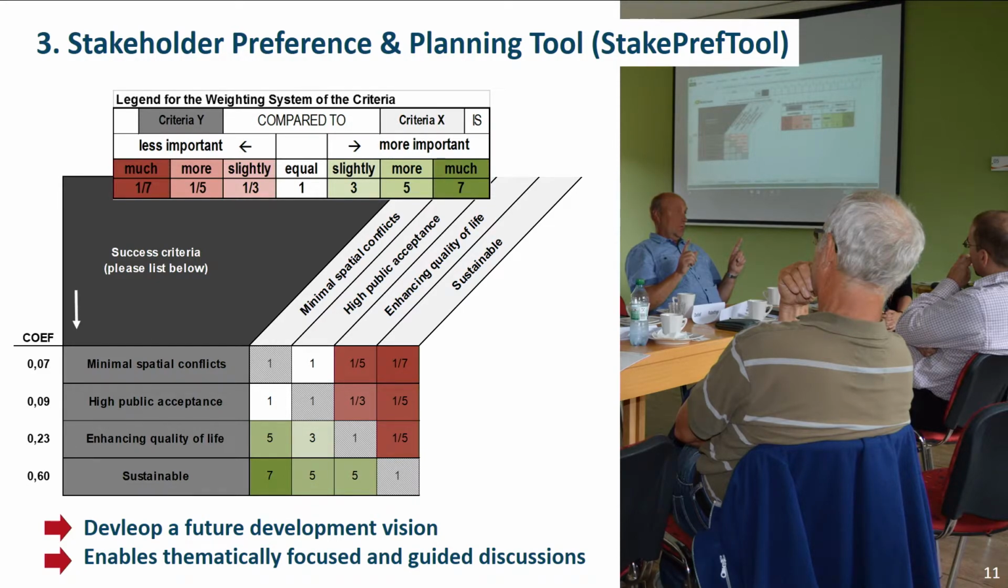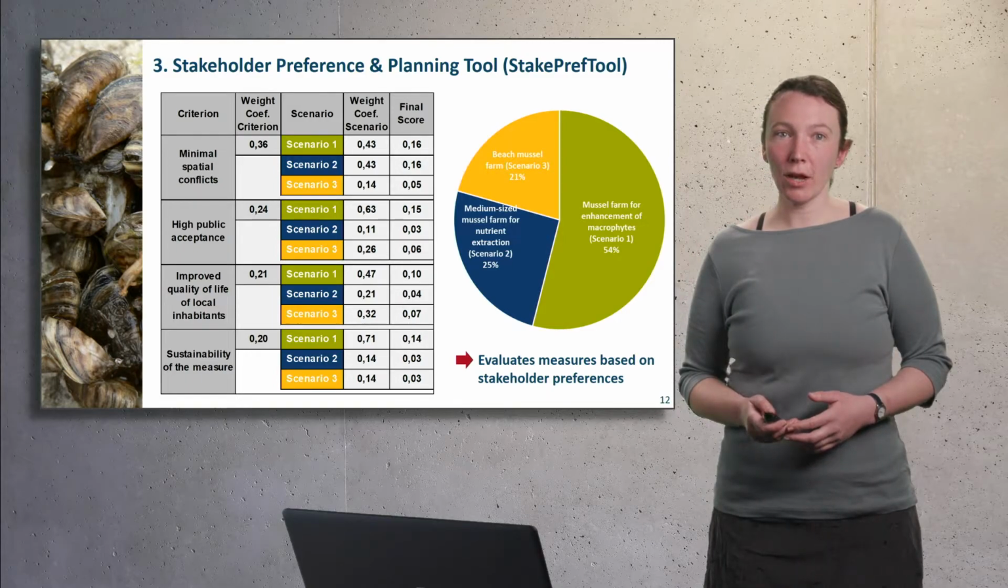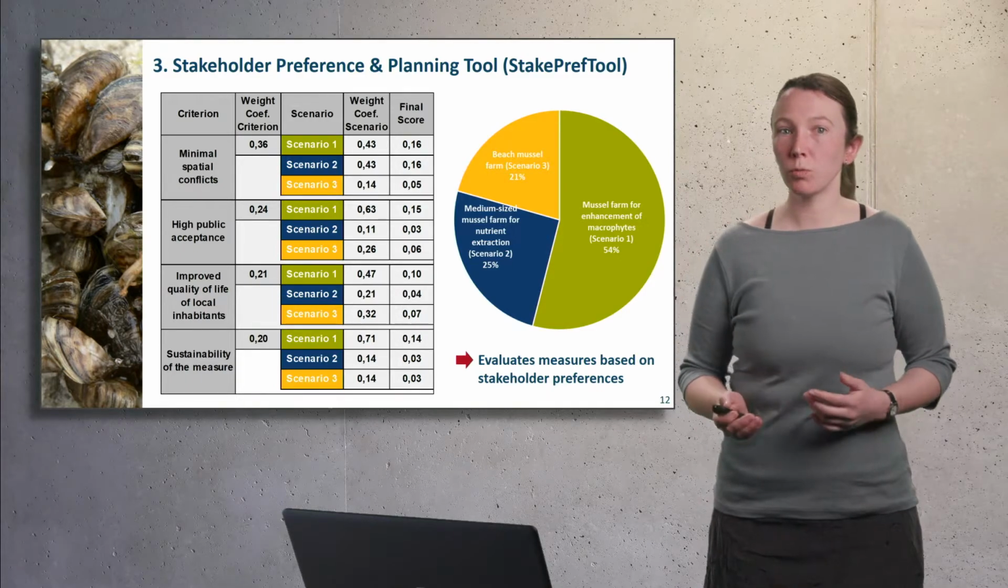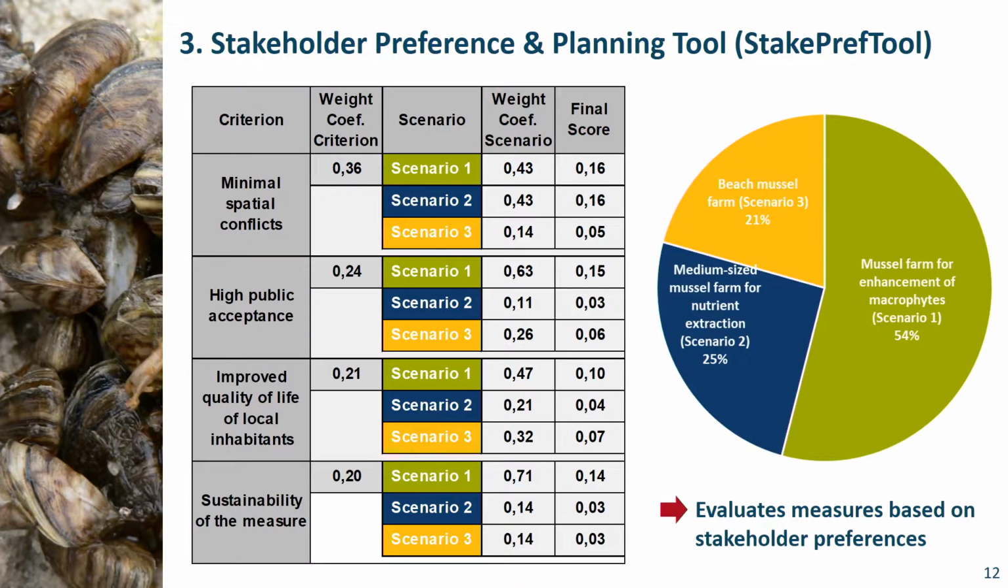So with this tool, you weigh the different criteria in a moderated stakeholder discussion. And this enables focused and guided discussions so that all opinions are heard and not only the ones of the noisiest stakeholders in the room. And the tool can then be applied to assess how different measures are suitable to fulfill the success criteria. And in the end, as the overall result, it evaluates measures based on stakeholder preferences.